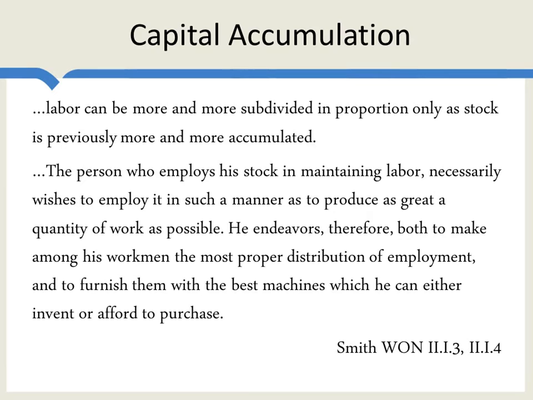So the person who employs his stock in maintaining labor necessarily wishes to employ it in such a manner as to produce as great a quantity of work as possible. He endeavors, therefore, both to make among his workmen the most proper distribution of employment, subdivide labor, and so forth, and to furnish them with the best machines which he can either invent or afford to purchase. So capital accumulation and the division of labor go together. With the division of labor, you get more output. With more output, there's more savings. With more savings, you can subdivide and specialize labor and buy machines and so forth.